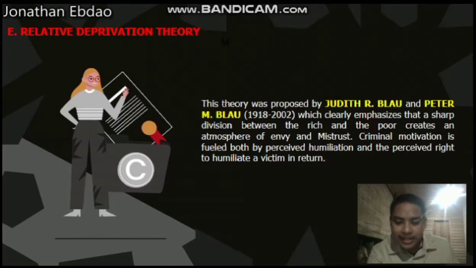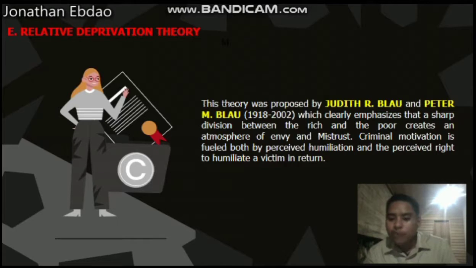The next one is the relative deprivation theory. This theory was proposed by Judith R. Blau and Peter Blau, which clearly emphasized that a sharp division between the rich and poor creates an atmosphere of envy and mistrust. Criminal motivation is fueled by both perceived humiliation and the perceived right to humiliate a victim in return.